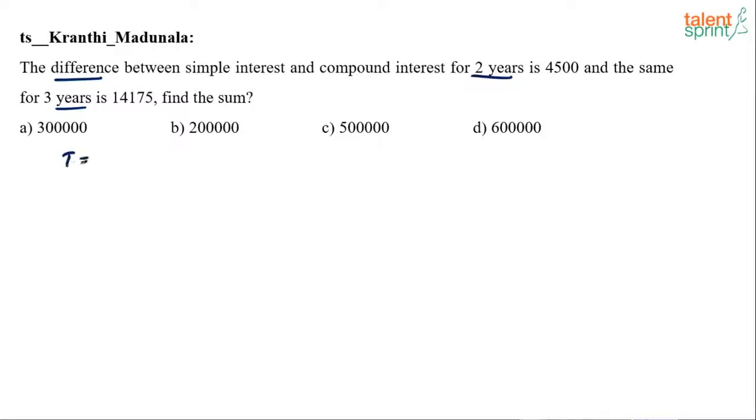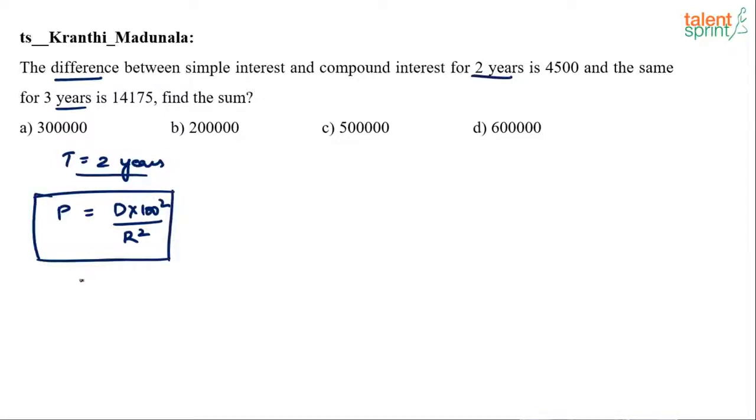Like for example, when the time period is 2 years and difference is known to us, we say principal equals D into 100 squared by R squared. We have discussed this in our videos as well, right? When the time period is 3 years, what's the formula? When the time period is 3 years, then principal P is taken as D into 100 cube divided by R squared into 300 plus R.